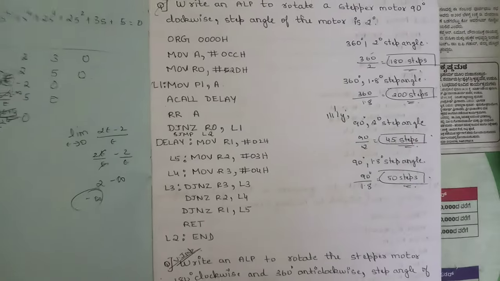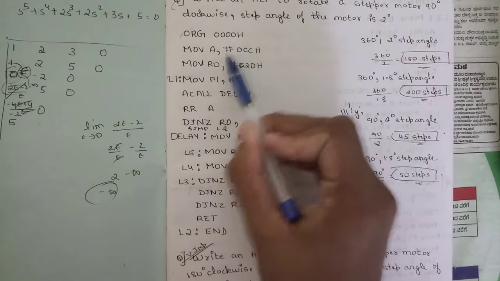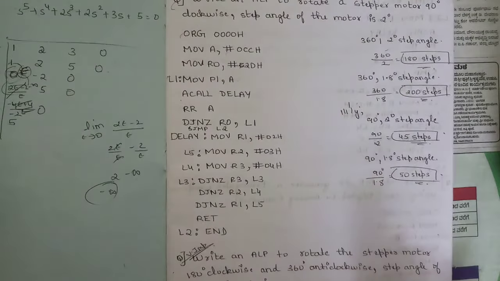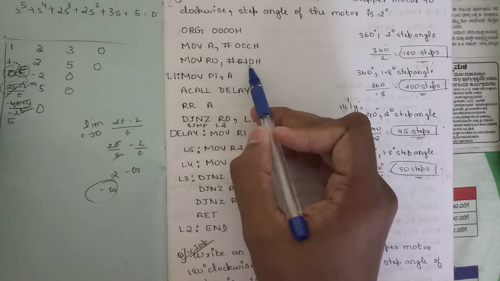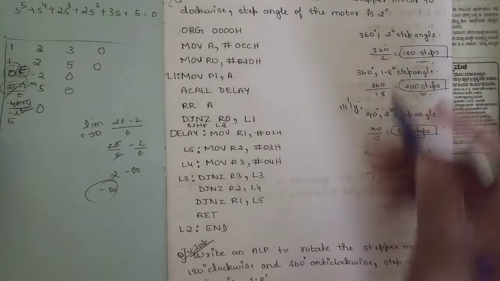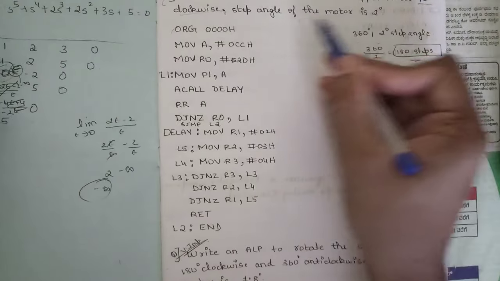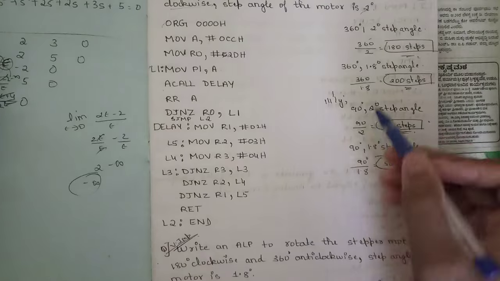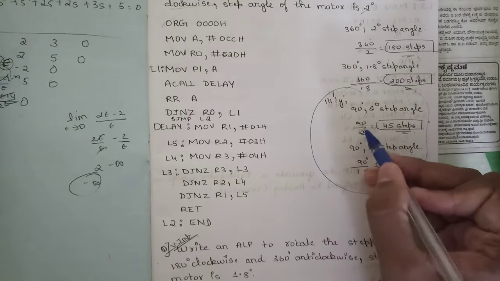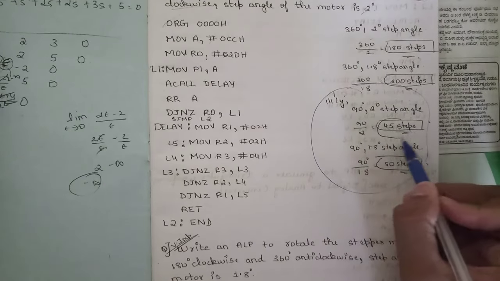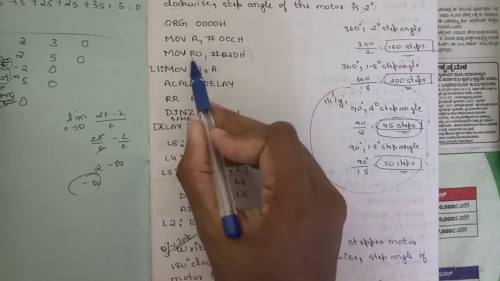Okay, separately write the stepper motor program: ORG, then MOV A, #0CCH, that is any one of the coils you can be activating. Then MOV R0, #2DH, because they have told to rotate a stepper motor 90 degrees clockwise with a step angle of 2 degrees. So 90 divided by 2, totally 45 steps it would be taking. That is why those 45 steps you should be loading inside R0.